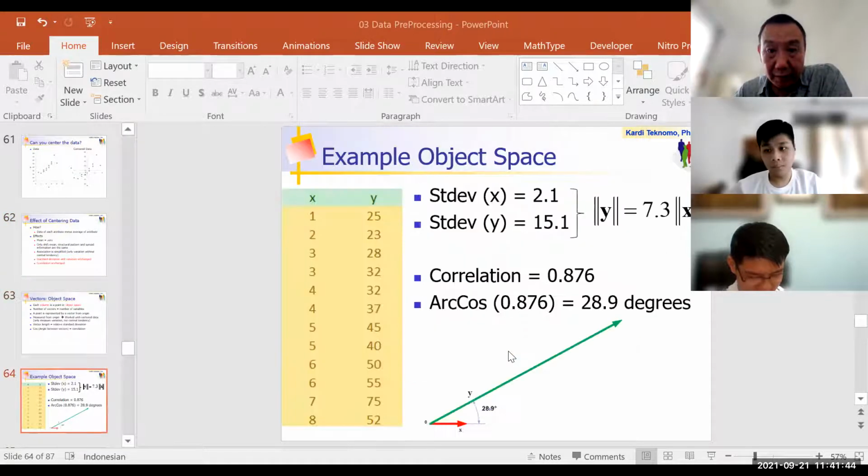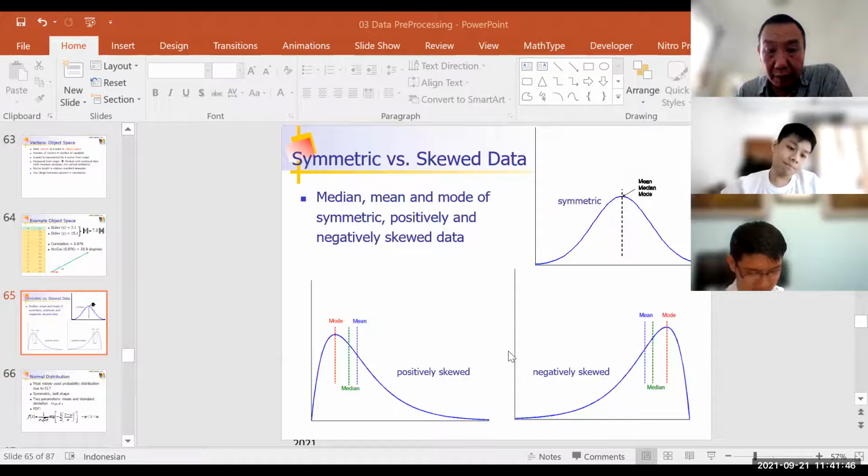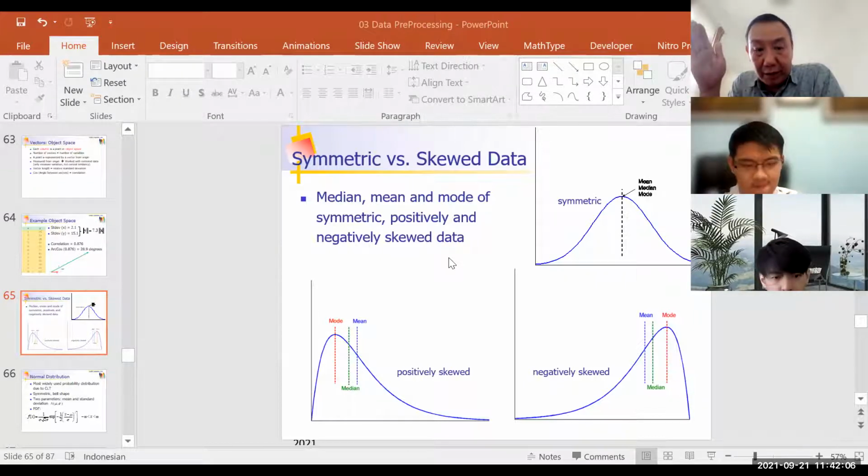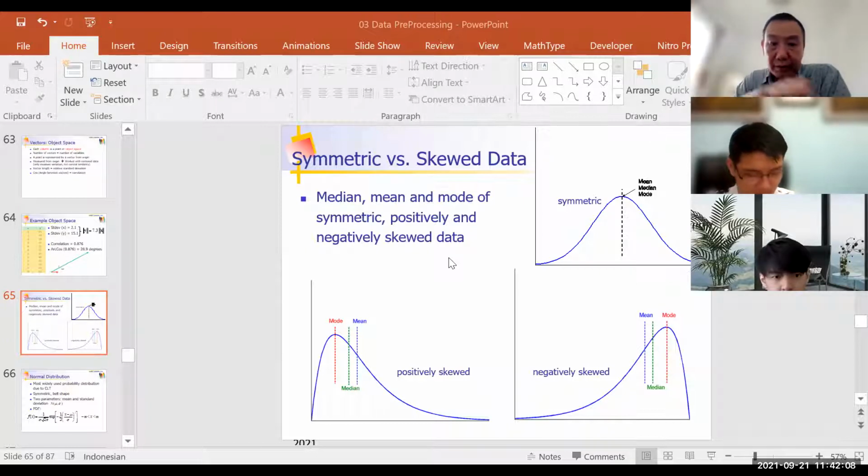Now, another way to check, if you have one variable, is to check its distribution. When you plot the distribution, you start to see whether it is symmetric, positively skewed, or negatively skewed.